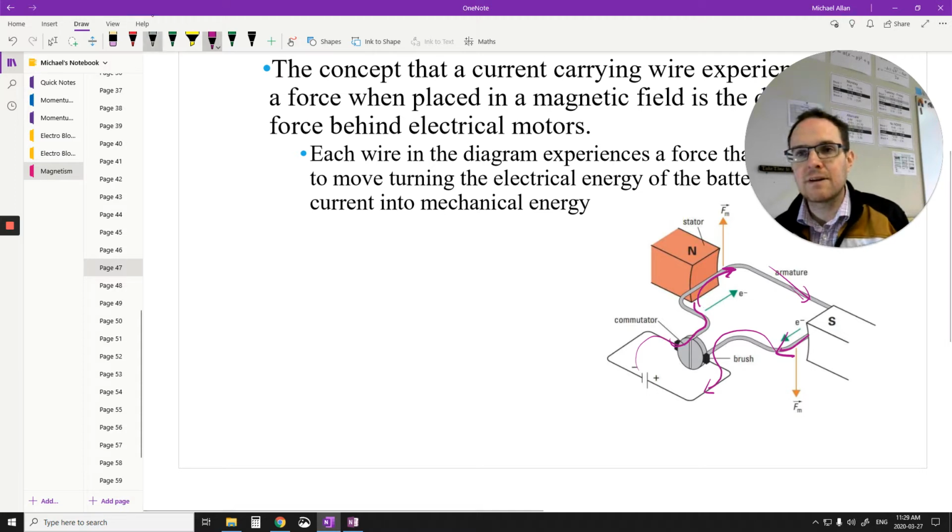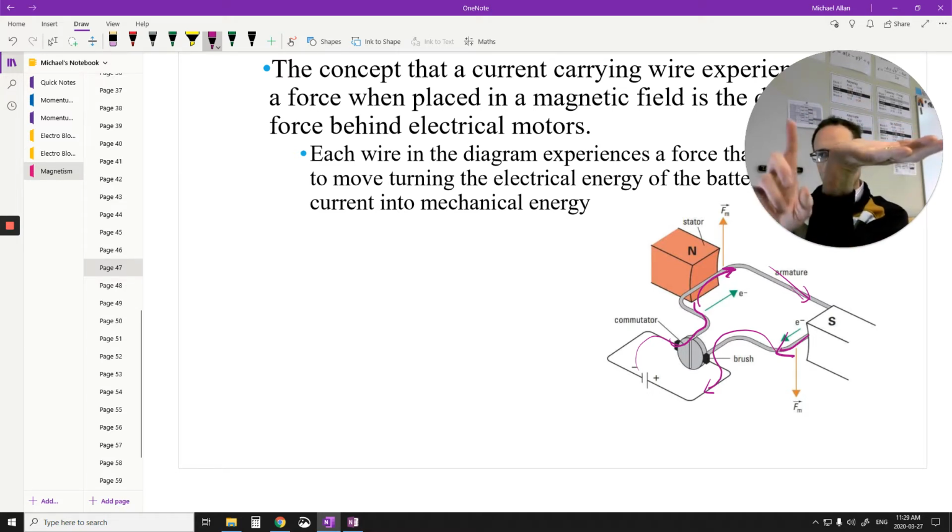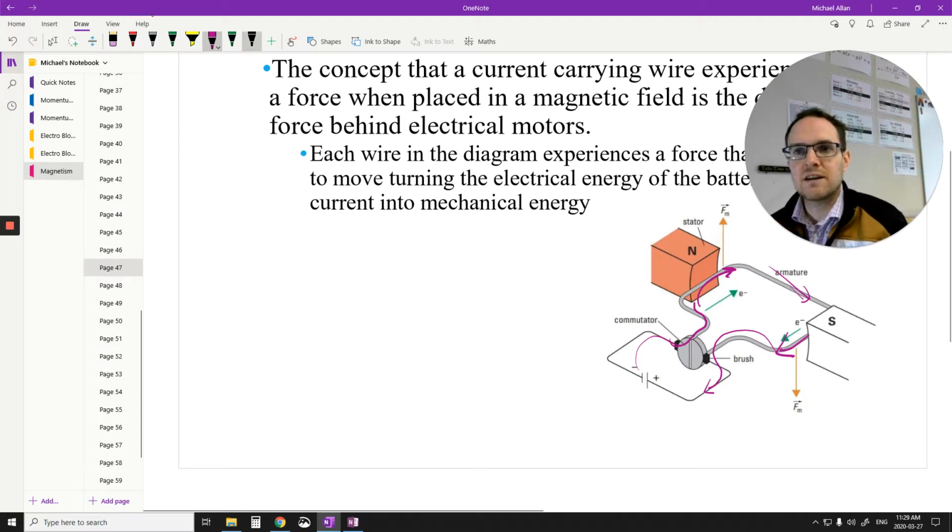What's going to happen is based on my hand rule. I could say the electrons on that side, the left side, are flowing that way. My field is going from north to south. My force is going upwards. You can see that's already drawn there for us. So the force is going upwards over here.